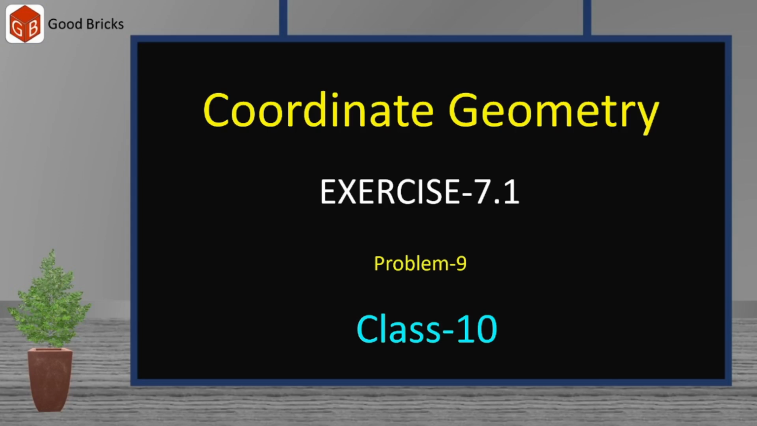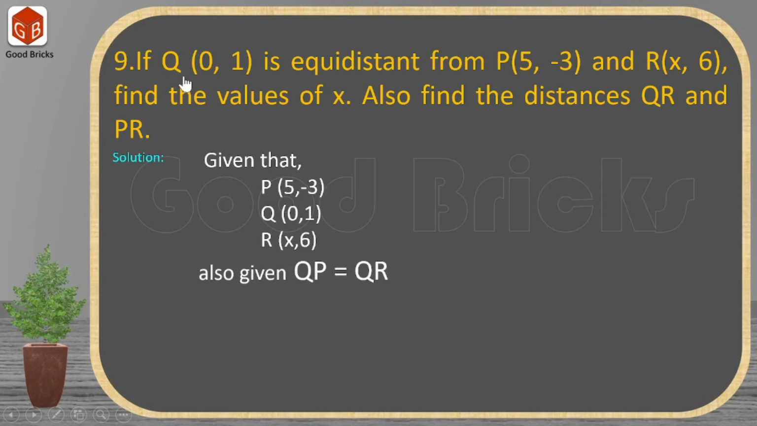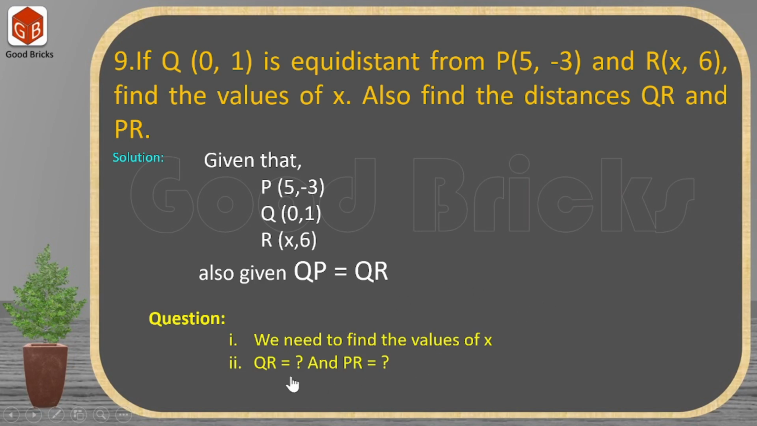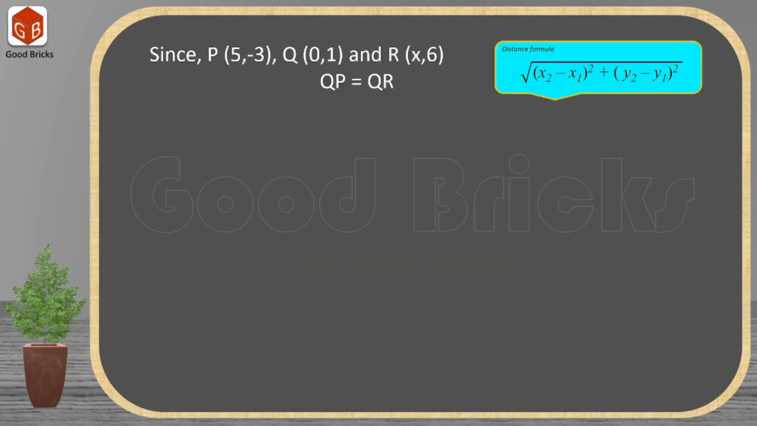Let us have a look at problem 9. In this problem they have given 3 points, and they also give that the distance from Q to P is equal to Q to R. Using this given information, we need to find the values of x here, and we need to also find the length of QR and PR. Let's find the values of x using the given information.